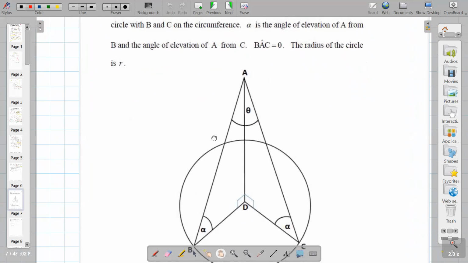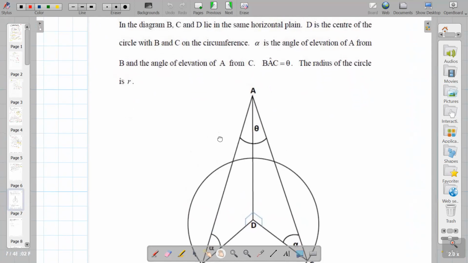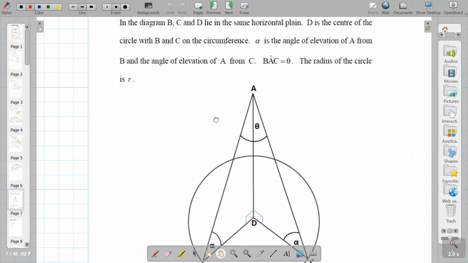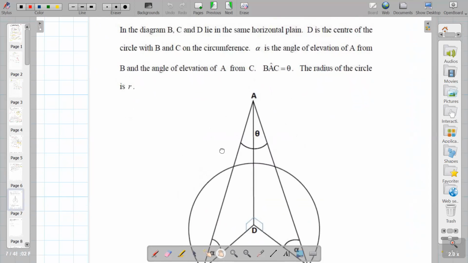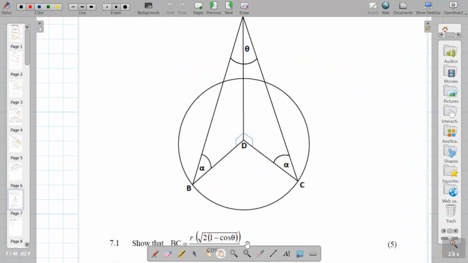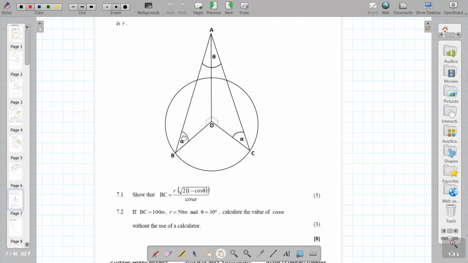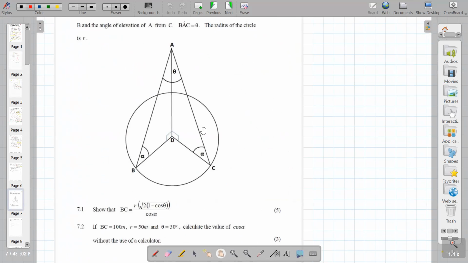Now, on the horizontal plane, angle BAC is theta, and those are alpha, the angle of elevation. The radius is R. Is D the center? D is the center, yes, okay, the shape is clear, the radius is R. It gives us enough information about the shape. Now, the 5-mark question is BC. R times... it looks like there's no length BC, but why not? If we add it, that wouldn't be a problem. We can just add BC over there.